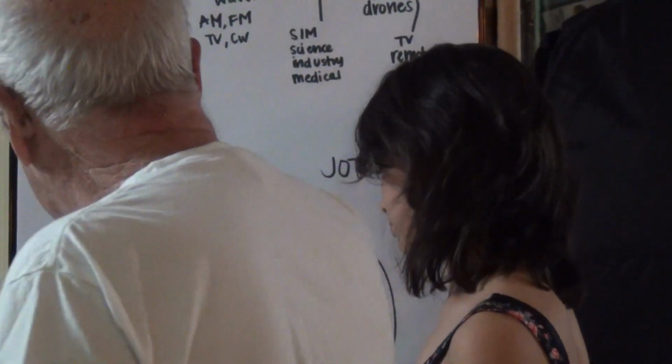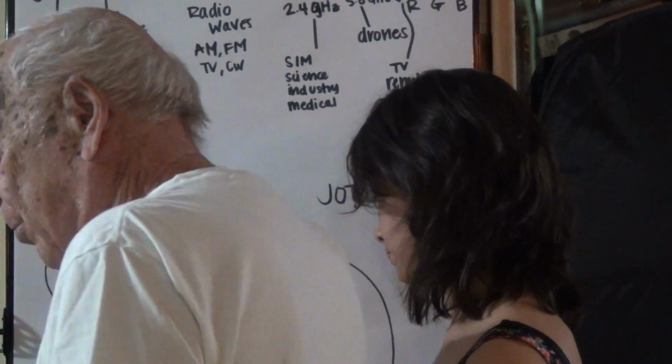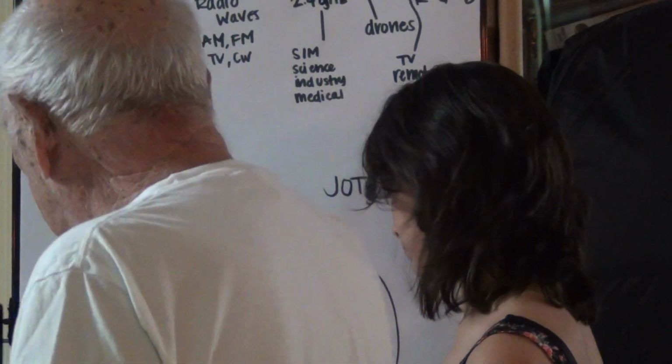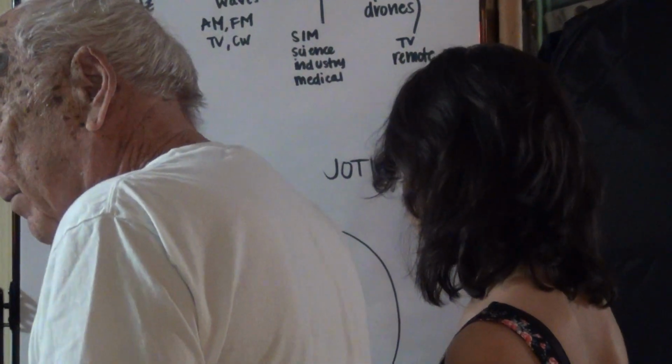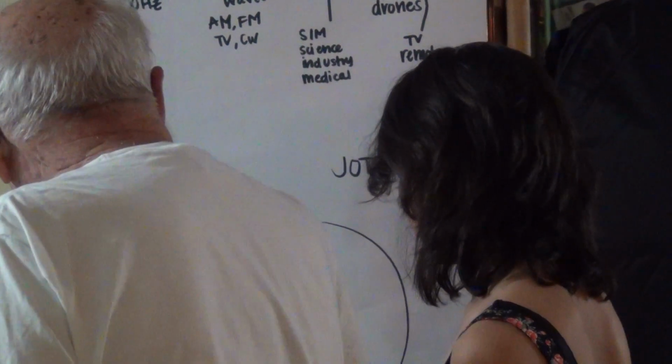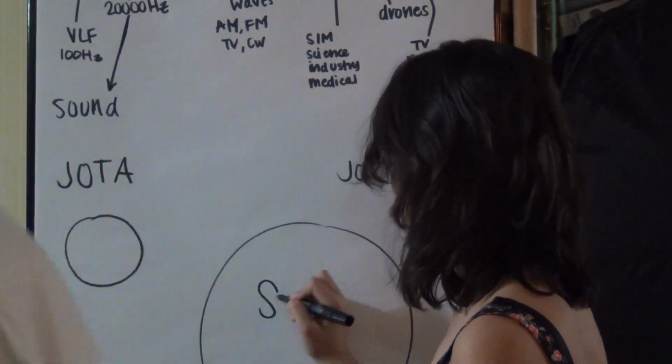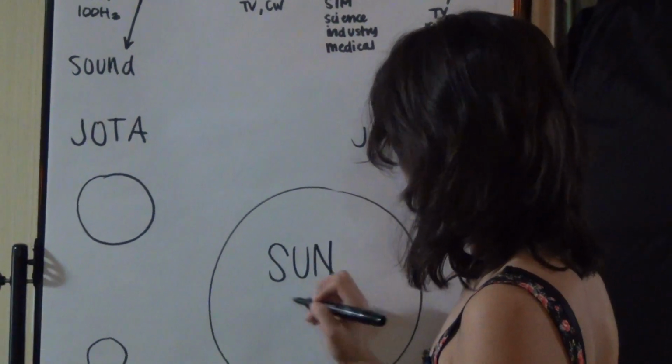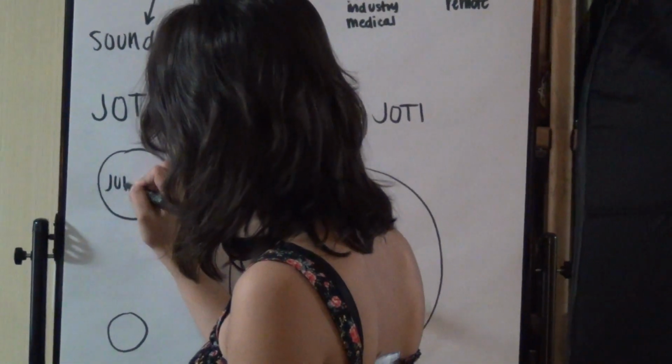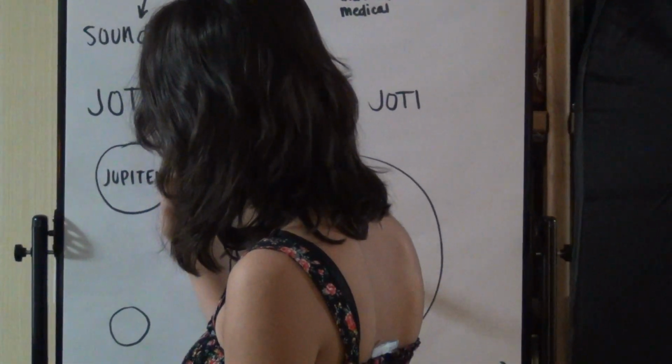We can use these other planets. Sun, Jupiter. We're going to be working with Jupiter between now and the eclipse. Moon. These are the 3 big ones. So right down there, Sun. Jupiter. Moon.